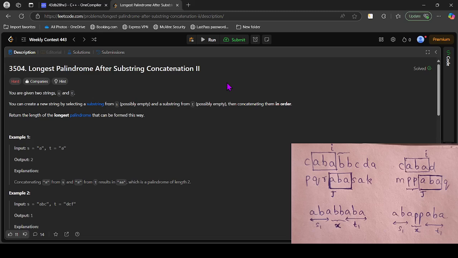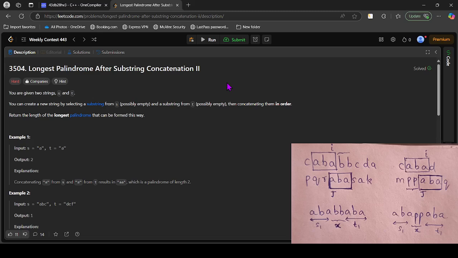So from the examples below, we can see that the first example can be written as S1 plus X plus T1, where S1 plus T1 is a palindrome and X is a palindrome. Similarly, in the second example, ABA PP ABA, S1 plus T1 is a palindrome and X is another palindrome. So the main idea boils down to: we have to find the maximum length of a palindrome starting at an index I for any string, and then based on that we can get the answer.